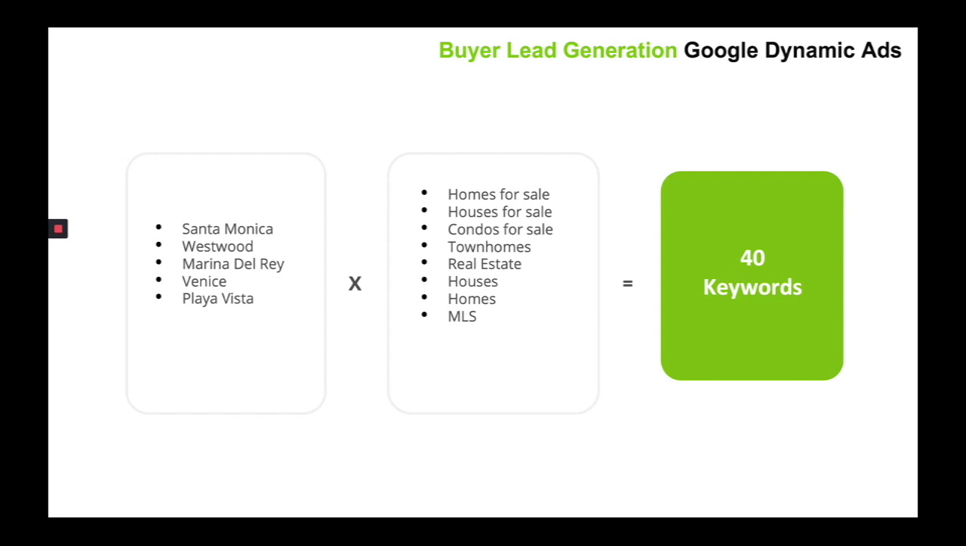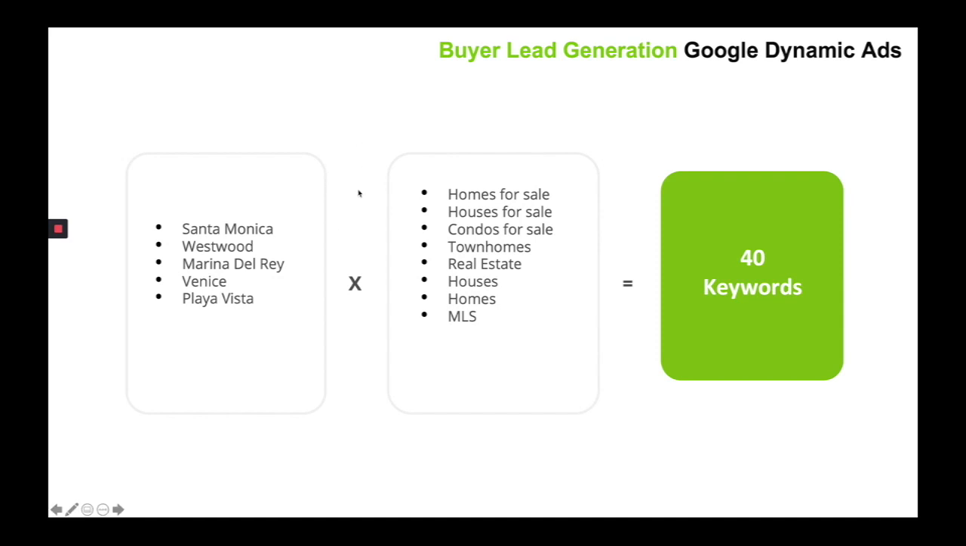At a high level, if you were to do PPC with a typical marketing vendor, you would choose a couple of locations, in this case Santa Monica, Westwood, etc., and you would figure out all of the keywords related to real estate, like homes for sale, houses for sale, condos for sale, etc. For every location, you would create a set of keywords based on this matrix. So at a high level, 5 locations and 9 keyword modifiers nets you about 40 keywords.